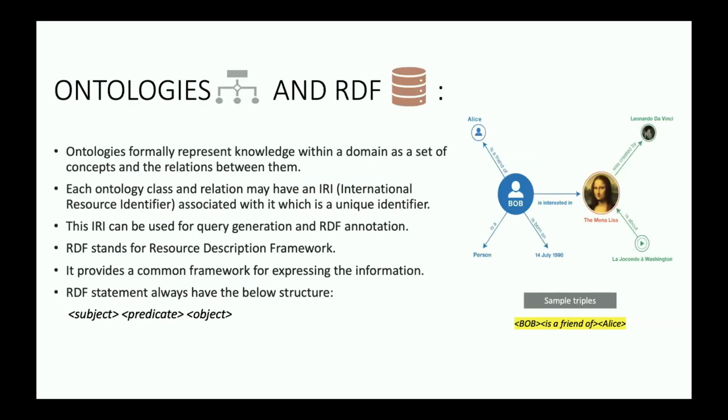So ontologies and RDF are considered as key semantic web technologies, and we have used these technologies in our experiment today. And ontologies are formally used to represent knowledge within a domain as a set of concepts and the relations between them. So a set of concepts and a relation between them is also known as a triple. Each ontology class and relation may have an IRI associated with it, which is used to identify that particular class or relationship, which is used as a unique identifier.